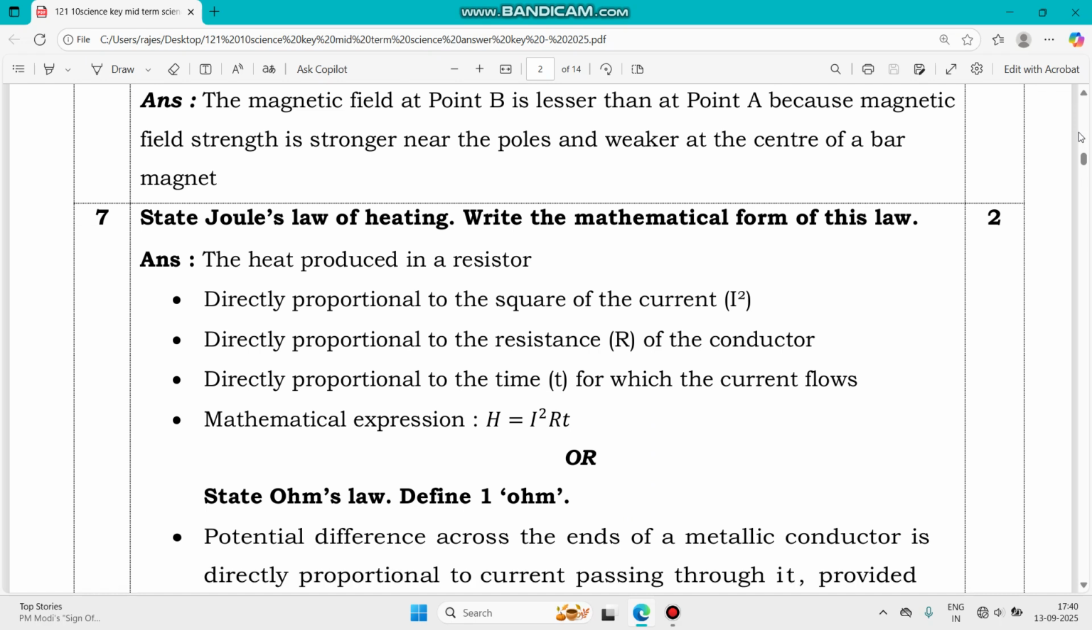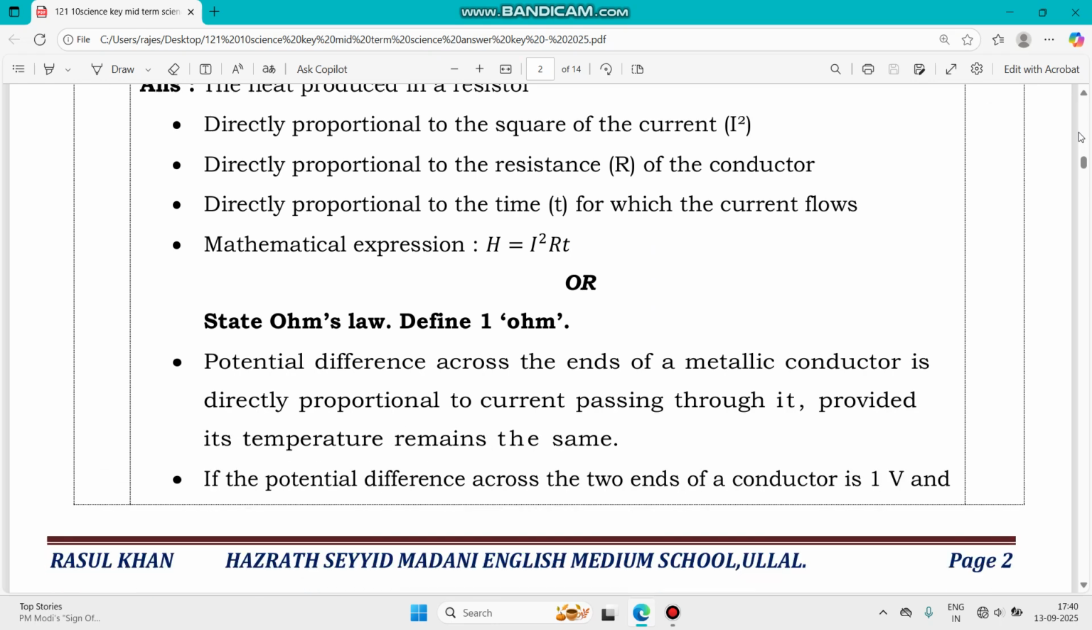The heat produced in the resistor is directly proportional to the square of the current, that is I square. Directly proportional to the resistance of the conductor. Directly proportional to the time for which the current flows. The mathematical expression is H equal to I square R T. Or state Ohm's law.